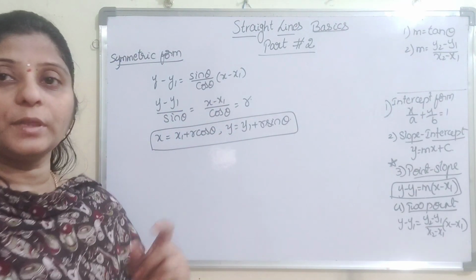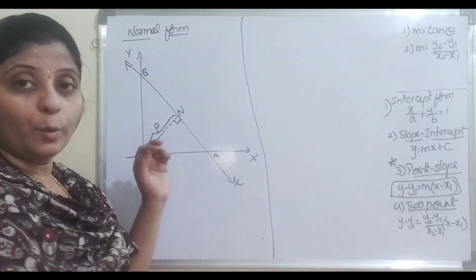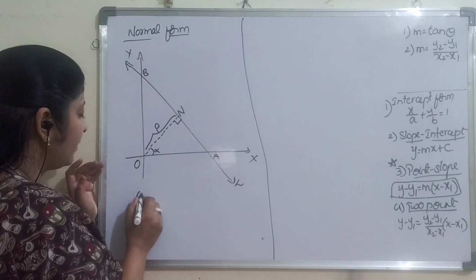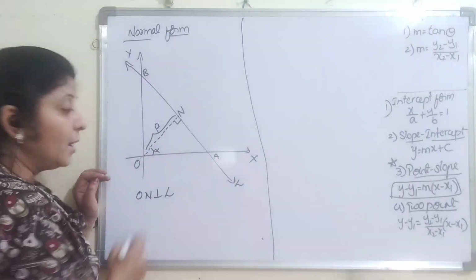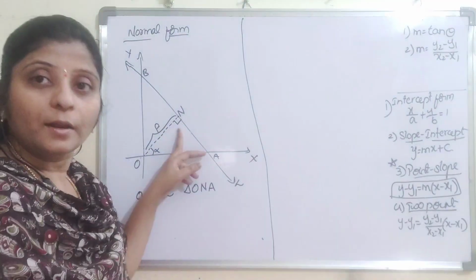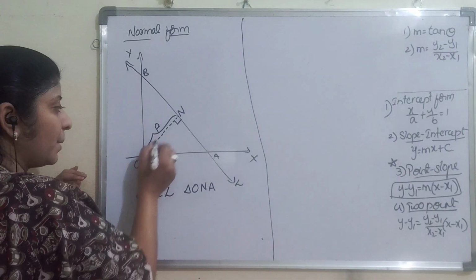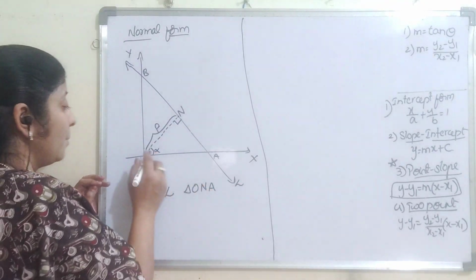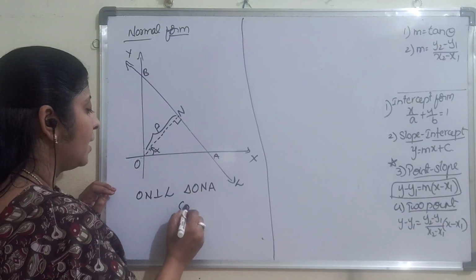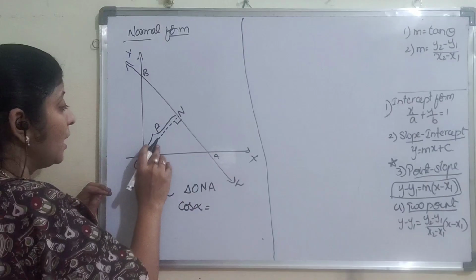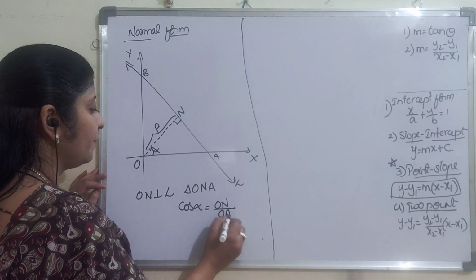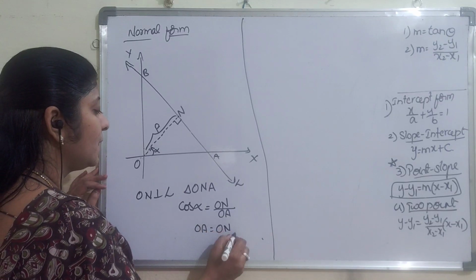Now we will see further forms. Here one more form, normal form. For any straight line L, if we draw a perpendicular from the origin, ON will be the perpendicular to the given straight line. Here we have triangle ONA, a right angle triangle at N with 90 degrees. So the perpendicular, the normal, makes an angle alpha with the positive x-axis. So I am taking cos alpha as adjacent by hypotenuse. Adjacent will be ON, hypotenuse will be OA. So you will get OA equal to ON by cos alpha.